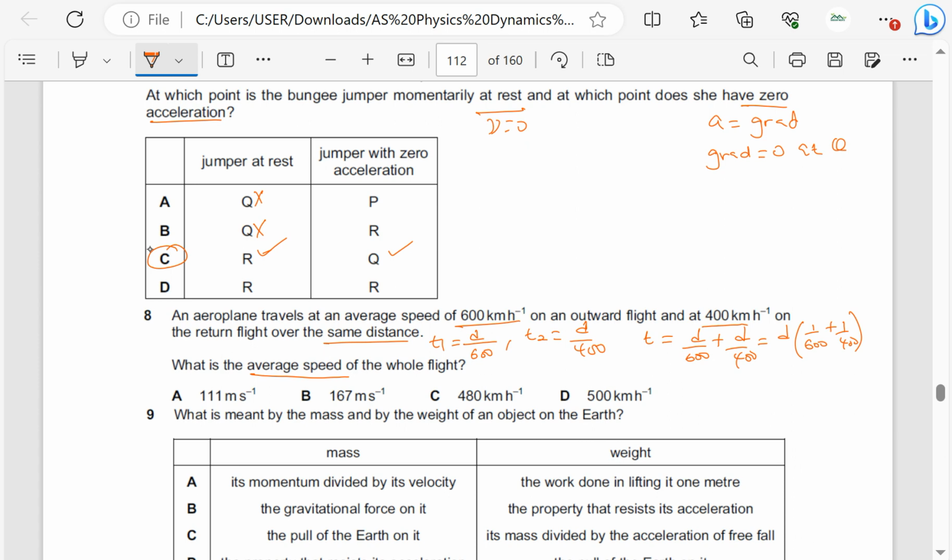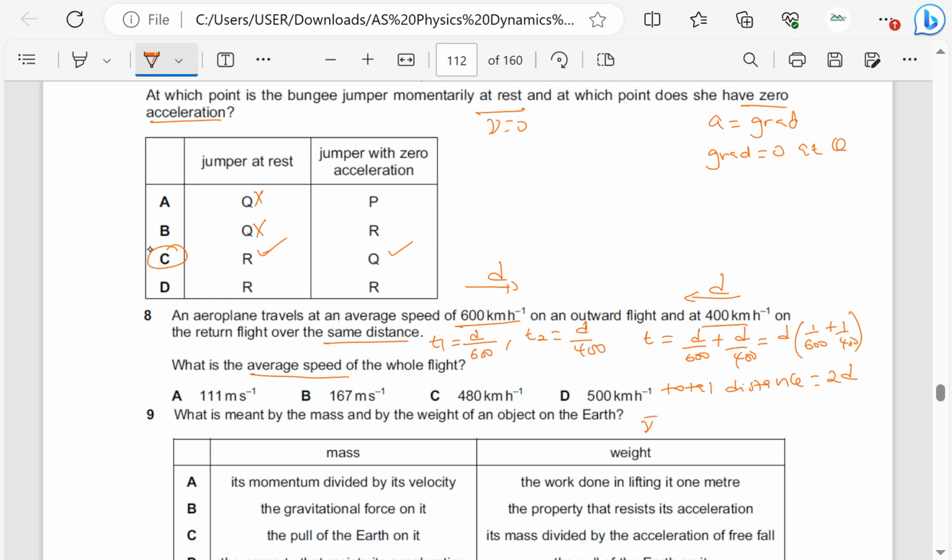So if it goes a distance d and returns back, the total distance is twice d: going d and returning d. The time to go is d over 600, and the time to return is d over 400. So we want the average speed.